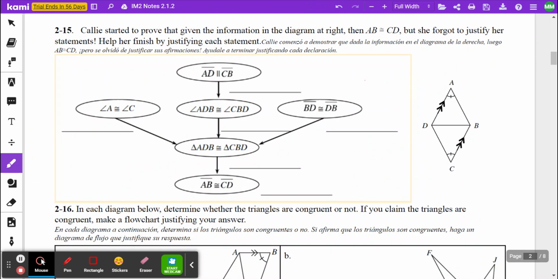Our friend Callie started to prove that, given the information in the diagram at right, AB is congruent to CD. Now, Callie forgot to justify her statements, and we're going to help her finish. All right. We know that AD is parallel to CB. It's given. We need to justify each one. And in case you didn't know, these vertical lines mean parallel.